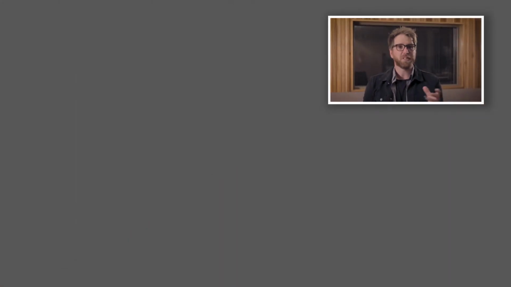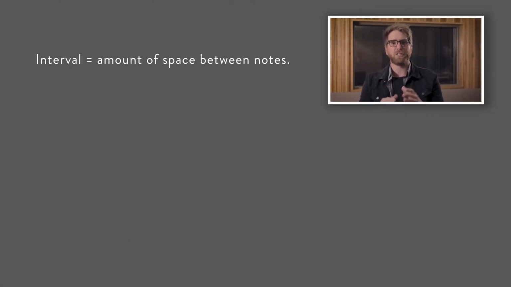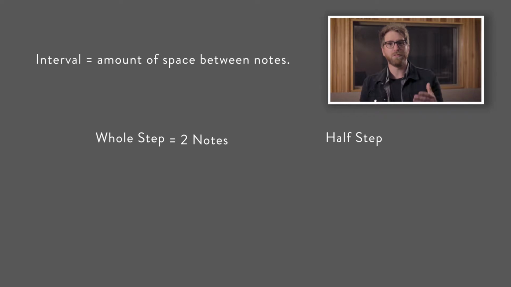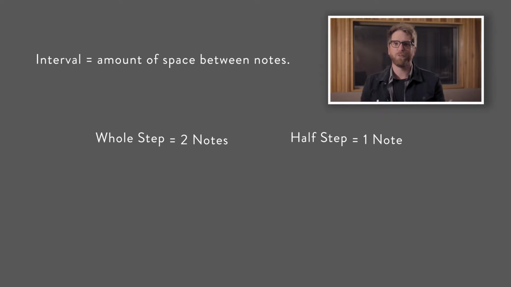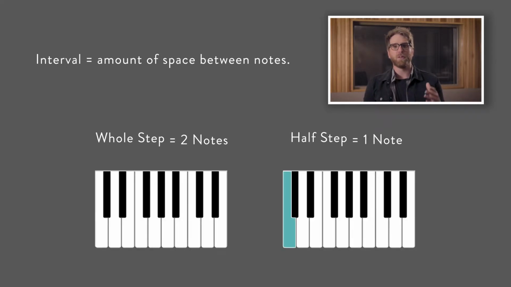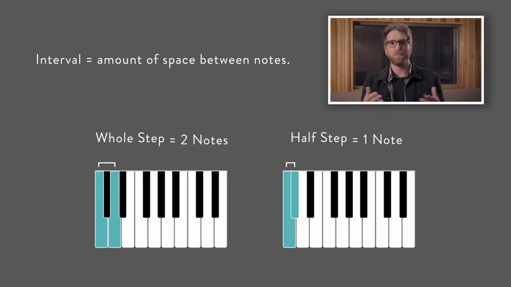The major scale is simply a series of intervals, and intervals are simply spaces between notes, and these spaces between the notes are referred to as steps. To move a whole step means to move 2 notes, and to move a half step means to move 1 note. For example, if we play the note C and then play the note C sharp, we've moved a half step. If we play the note C and then play the note D, we've moved a whole step.